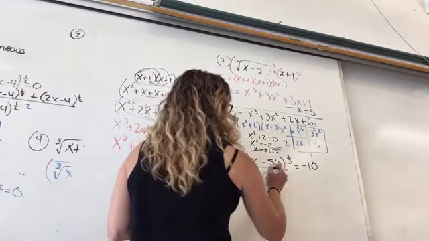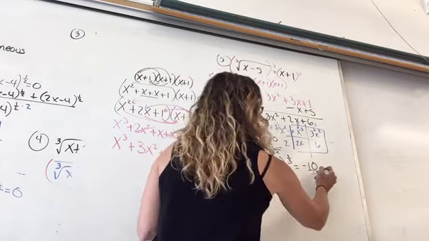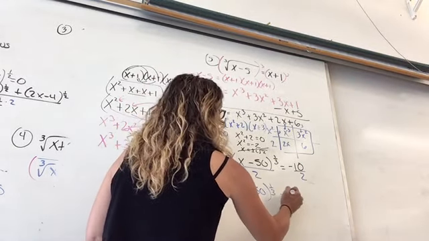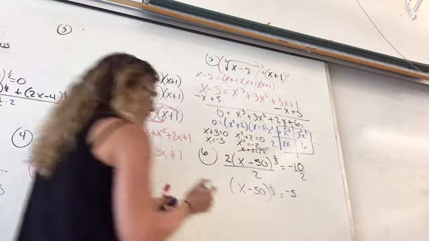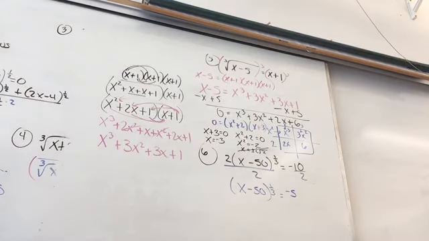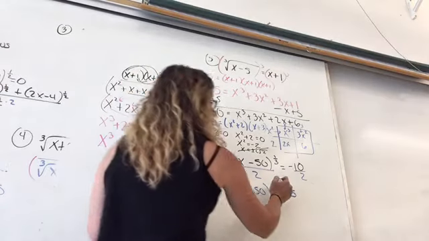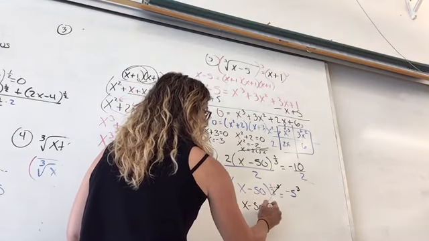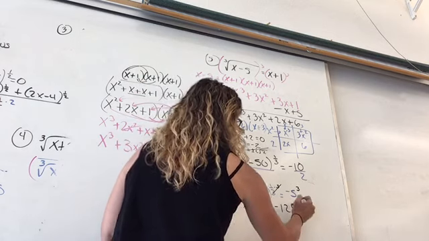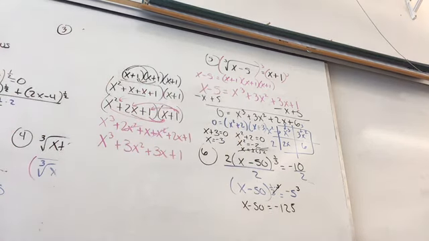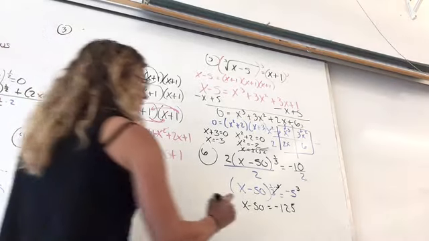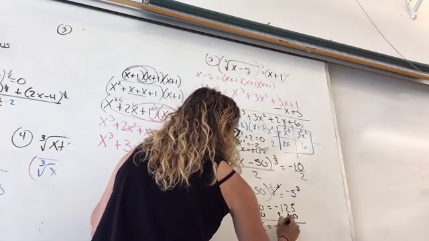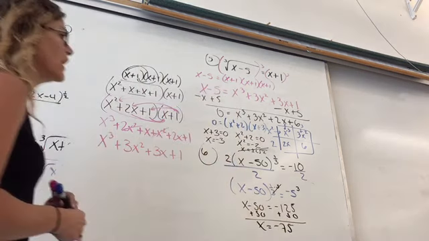All right, last example that we're going to talk about today. We're going to divide by the 2 because the 2 is on the outside. So I have (x minus 50) to the 1/3 equals negative 5. To get rid of that 1/3, I'm going to raise it to the power of 3. This side they cancel. I get x minus 50 equals negative 125 because negative 5 to the 3rd power is negative 125. Add the 50 to both sides, and x is equal to negative 75.